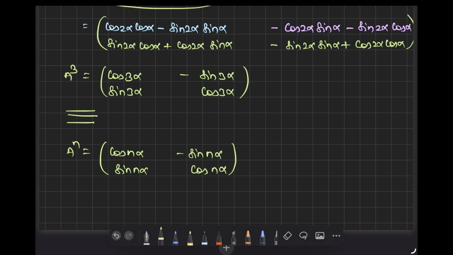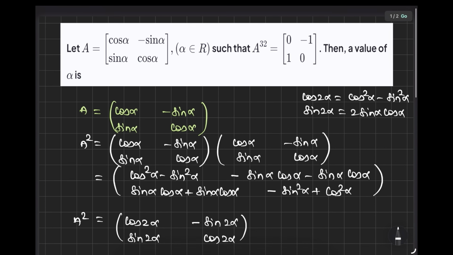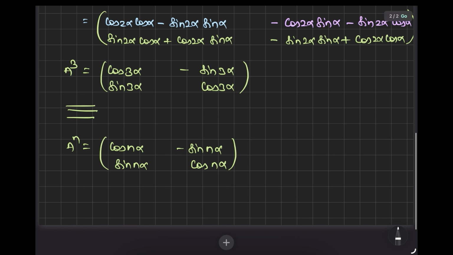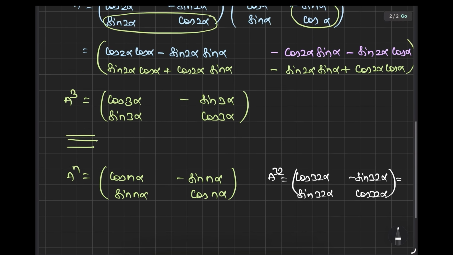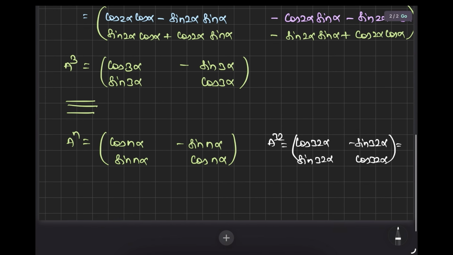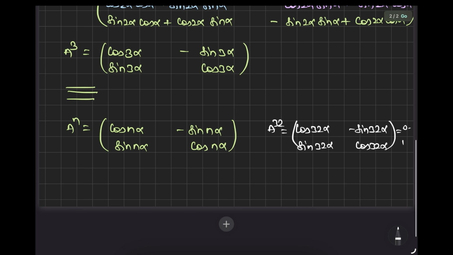For this question, these guys have given A power 32. So A power 32 will become what? Cos 32 alpha, minus sin 32 alpha, sin 32 alpha and cos 32 alpha. So according to us, A power 32 is this. According to them, A power 32 is 0, minus 1, 1, 0. Okay, now to solve for alpha we need to equate.